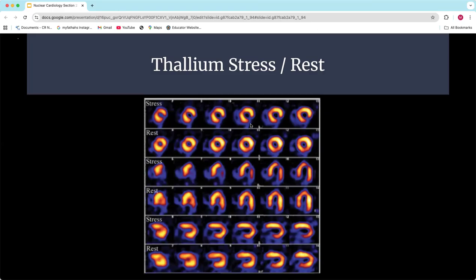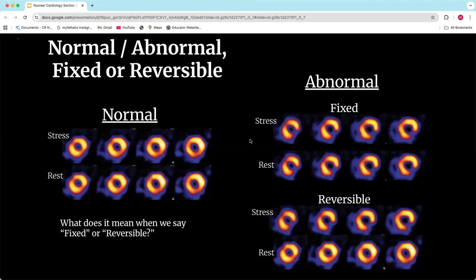There's a couple of terms that I want you guys to know. You'll hear the term fixed or reversible, and this is why understanding thallium is important, because it makes sense with thallium. We do the stress first, and if we find a defect, then we have to ask ourselves the question: is this defect fixed or reversible? What we mean by that is that if we get the defect on stress and then we bring them back for rest and the defect is there, it's fixed. It stayed there.